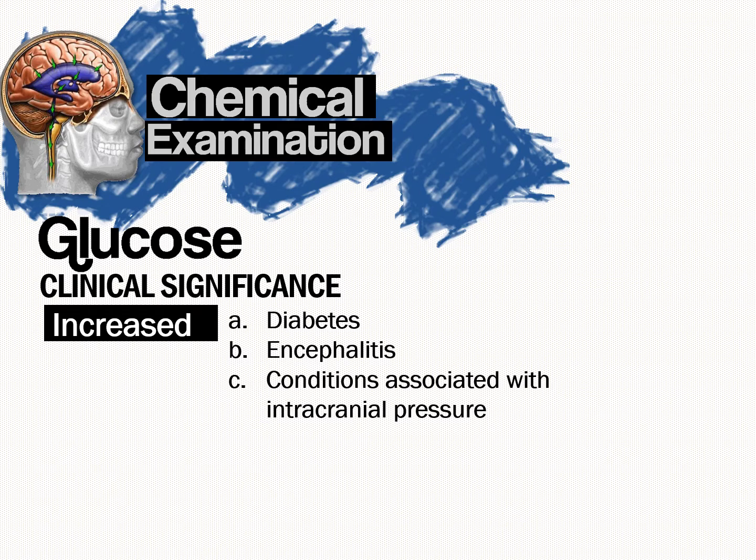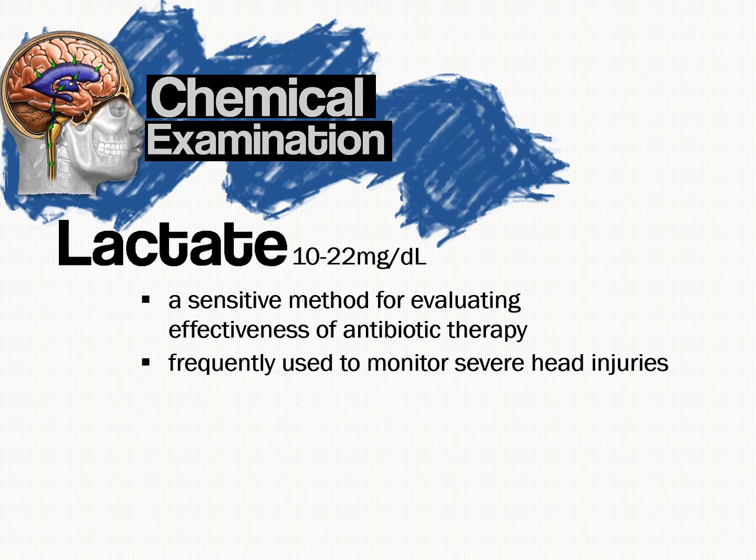On the other hand, increased CSF glucose indicates diabetes, encephalitis, and conditions associated with intracranial pressure. The next chemical test is lactate, which has a reference range of 10 to 22 mg per deciliter. This is a sensitive method for evaluating effectiveness of antibiotic treatment because it remains elevated during the initial treatment but falls rapidly when the treatment is successful. This is also used to monitor severe head injuries. This may be elevated in any condition that decreases the flow of oxygen to the tissues.